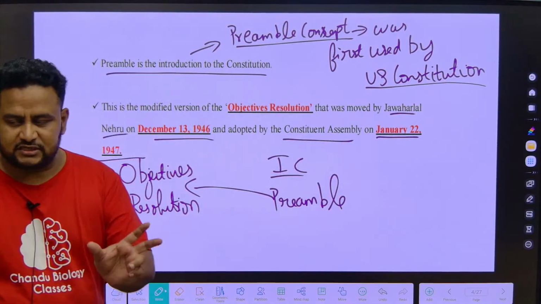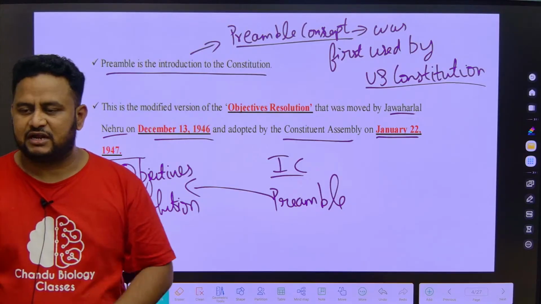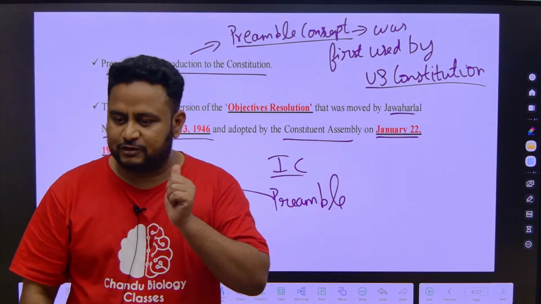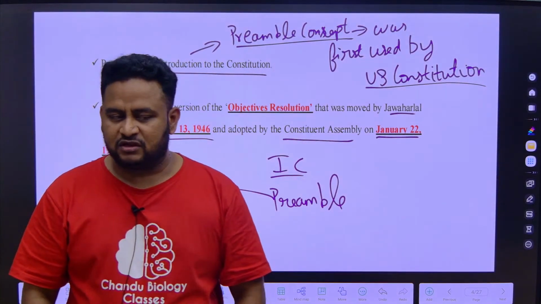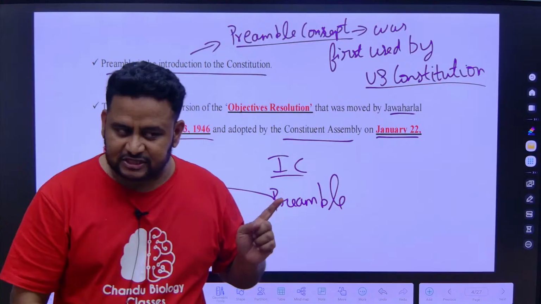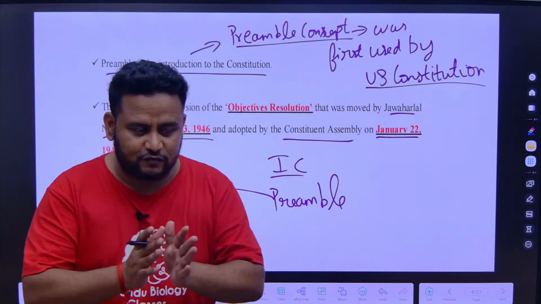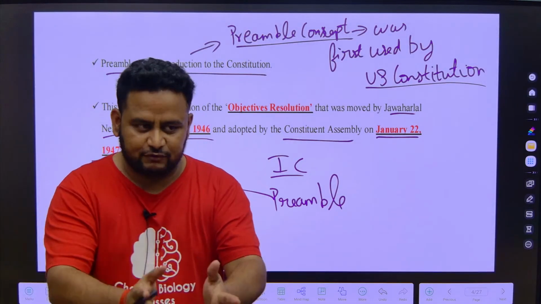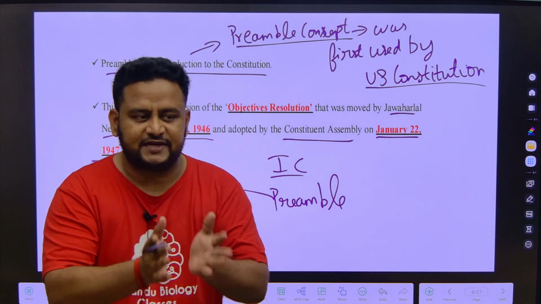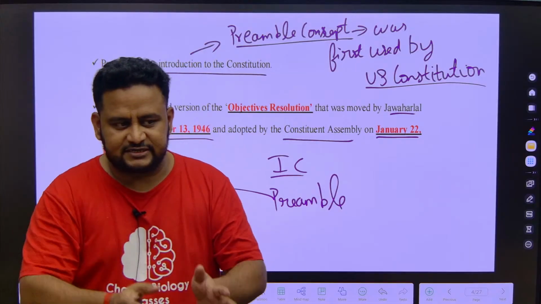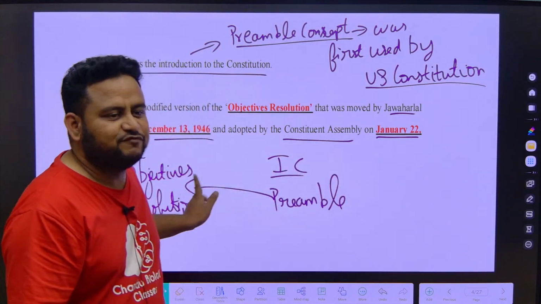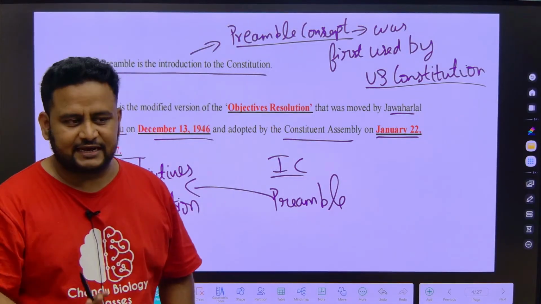The objectives resolution was put forward by whom? Jawaharlal Nehru. When did he put it forward? December 13, 1946. It is like I brought a book and gave it to you. On which day did I give it? December 13, 1946. You read it and said this book is fine, and you adopted it on January 22nd, 1947. To read the book takes a lot of time.